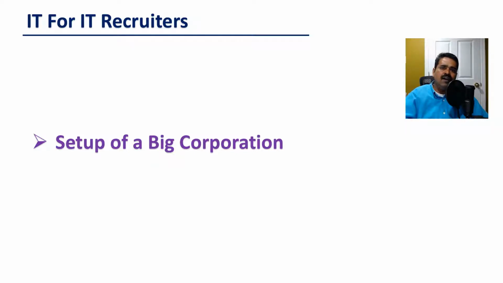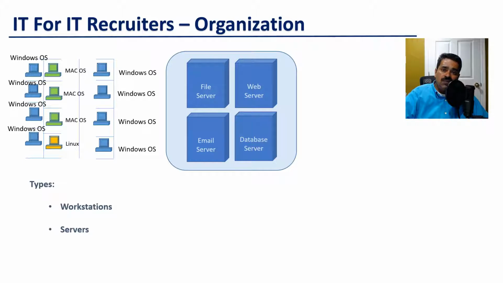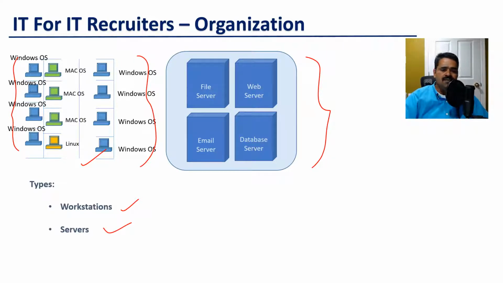Now, let us talk about a high-level overview of a big corporation. We know that there are two types of computers in general being used in a typical organization. We have workstations. These are workstations used by employees. These are typically desktop PCs or laptop PCs, and they are allocated to each employee. Each employee will be the only user for their respective desktop PC or laptop PC. So these are called client PCs. Then we have servers, which are powerful computers that are located in a data center.